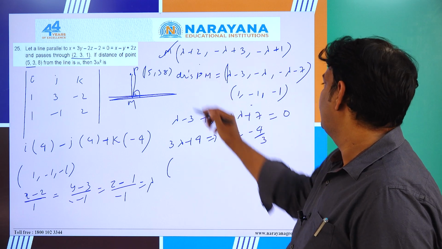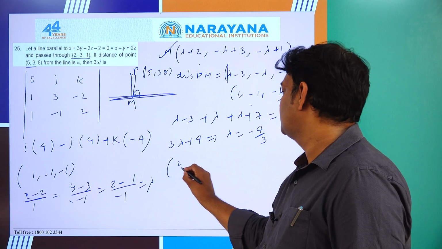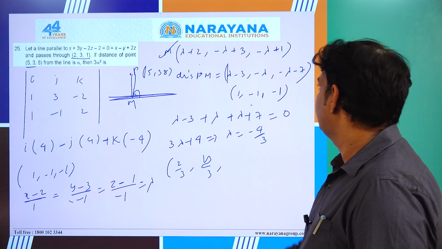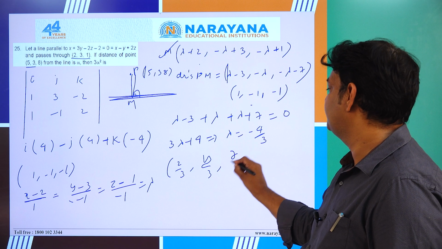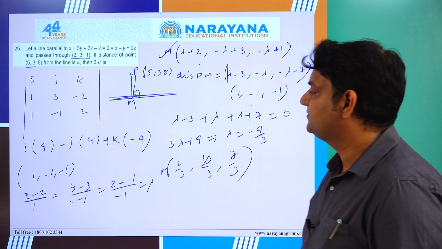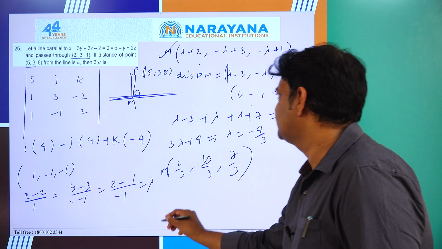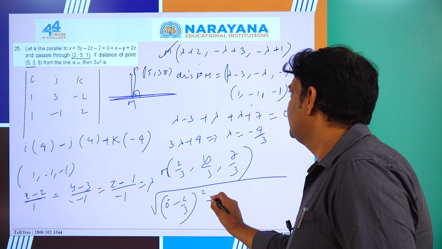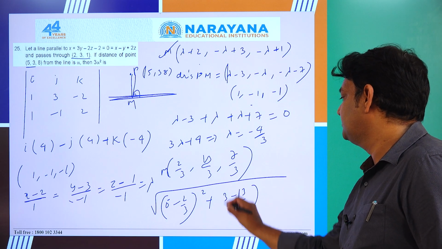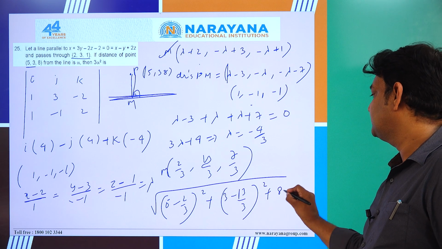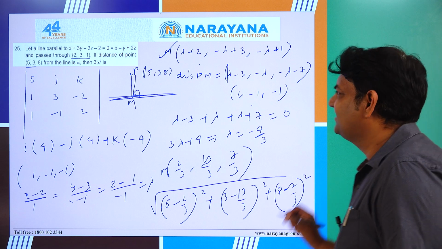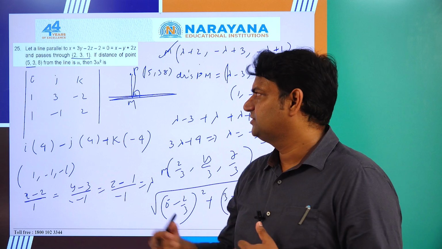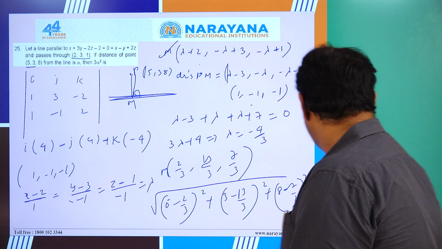So what is your M? (2/3, 13/3, 7/3). This is your point M, and P you have. So just go for the distance formula: root over of (5 - 2/3) whole square plus (3 - 13/3) whole square plus (8 - 7/3) whole square. This is again a little time taking but quite a simple problem. You have done a number of such problems. So it's a very simple question. You are supposed to get it in the exam only.